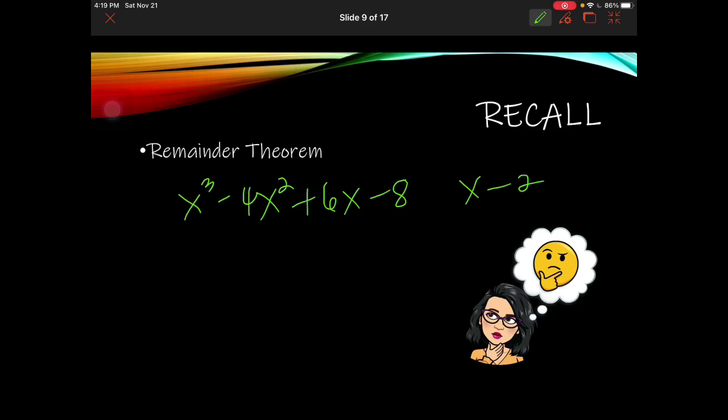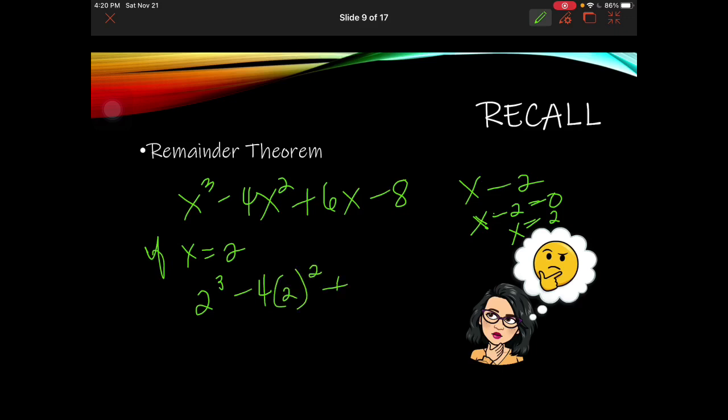So, according sa remainder theorem, ganun po ulit ang gagawin natin. We will get the value of small r. Ang value po ng small r will be x minus 2 is equal to 0 and x is equal to 2. So, let us substitute. If x is equal to 2, makukuha po natin ay 2 cubed minus 4 times 2 squared plus 6 times 2 minus 8. And then, this will be 8 minus 16 plus 12 minus 8.